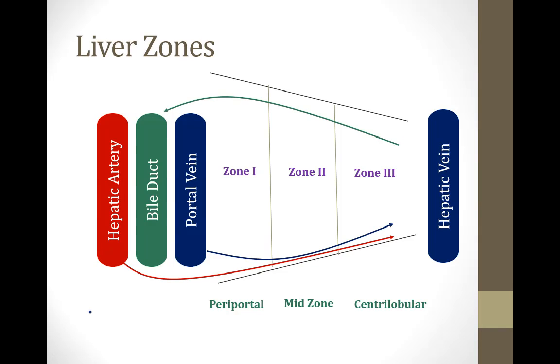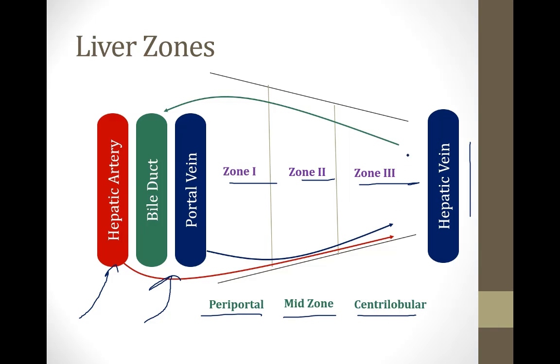Here's a drawing just to make the liver zones more clear. So we have blood entering the liver zones either via the hepatic artery shown here or the portal vein shown here. Blood then moves through the 3 zones, zone 1, zone 2, and zone 3, and then it finds a central vein which ultimately connects to the hepatic vein, as I've shown here in my drawing. The first zone is called the periportal zone, the last zone is called the central lobular zone, and the one in the middle is appropriately called the mid zone.